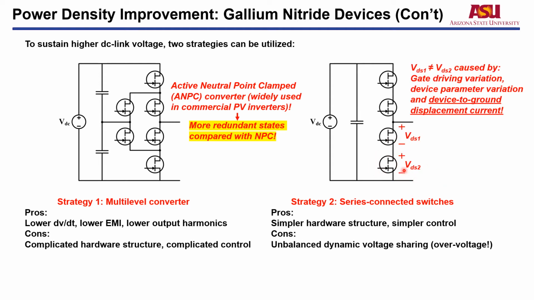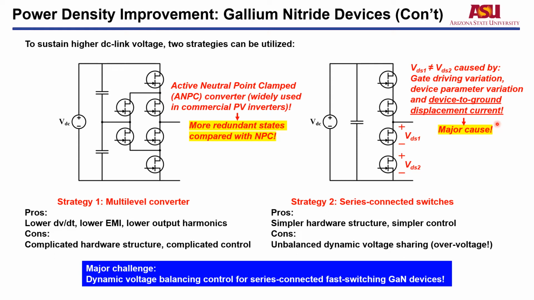So when the lower arm switches are turned off, the two VDS may not be equal, which can be caused by the gate driver variation, the device parameter variation, as well as the device to ground displacement current. The last factor is considered to be the major cause. So we can see our major challenge is the dynamic voltage balancing control for series connected fast switching gallium nitride devices.